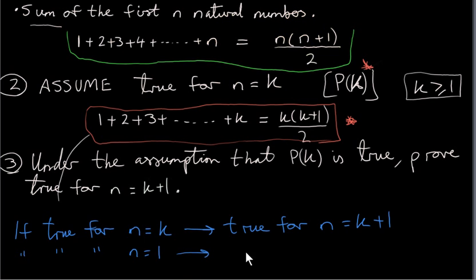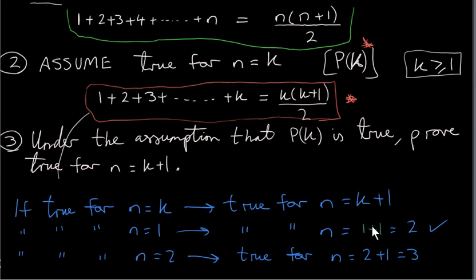Then the statement is true for n equals 1 plus 1, which is 2. So if it's true for n equals 1, it's true for n equals 2. We know it's true for n equals 1, so it must be true for n equals 2. And we can continue on with this. If the statement is true for n equals 2, then we know it's true for n equals 2 plus 1. We just put 2 in for k, so we know it's true for n equals 3.